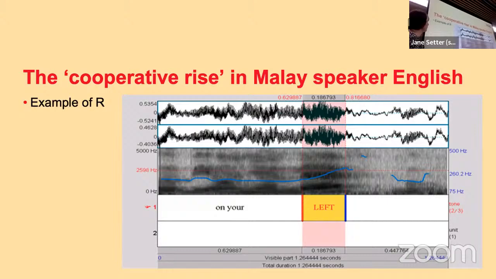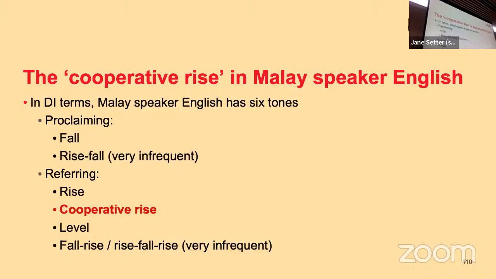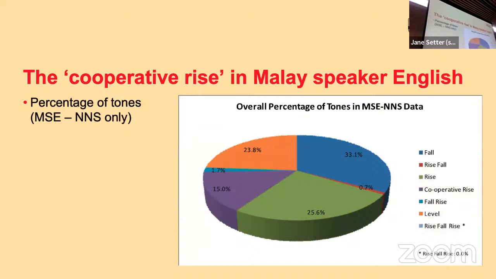So she measured those. So she said that Malay speaker English has these sorts of tones. And she did call that referring. I'm wondering actually whether it's proclaiming, but she added that one to the list and looked at the percentage of them. So she was using this to see if there was a different sort of discourse function going on among the Malay speakers that you don't see in British English or in the English of the Chinese interlocutor. And the Chinese interlocutor was not doing this. They didn't have this kind of separate category for this rise that was a supportive kind of important new information thing. So she found that.